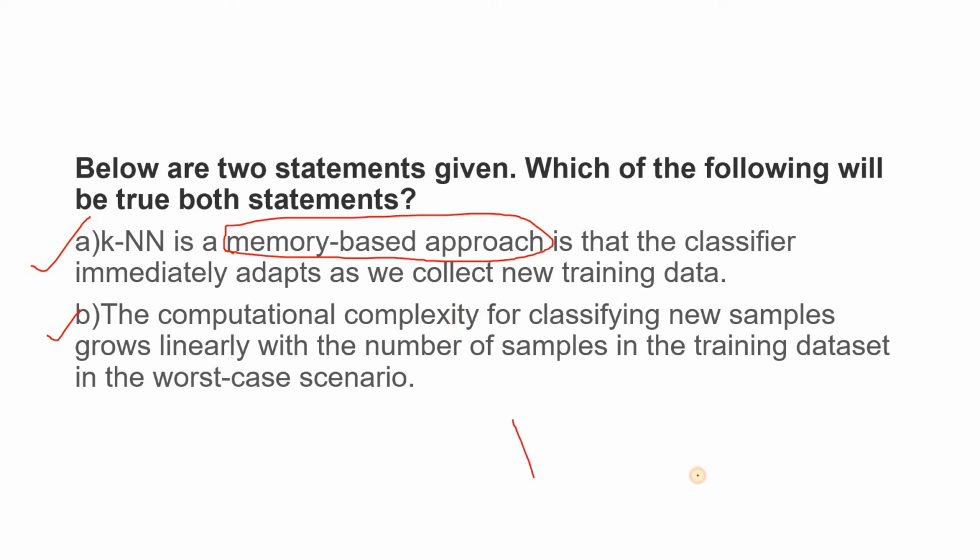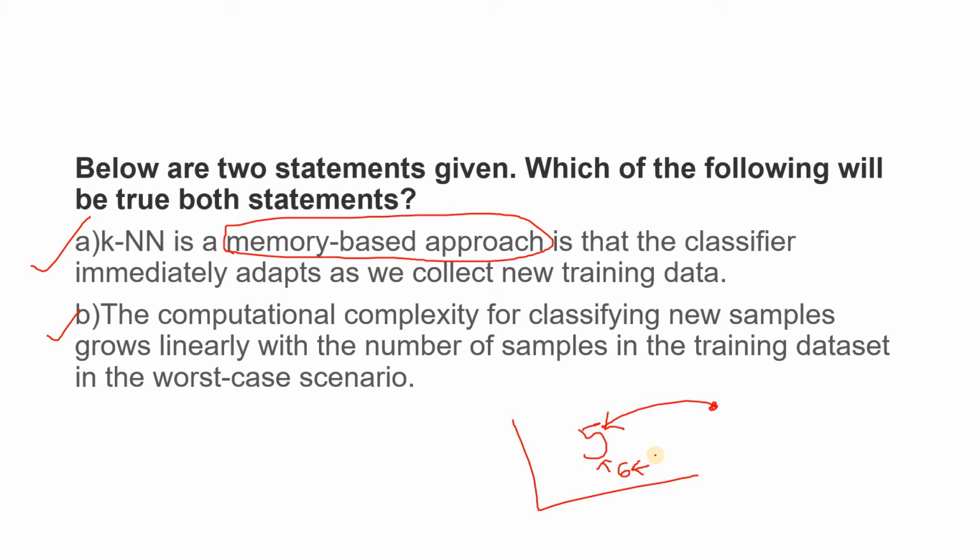Suppose I am having 5 data points in the training set. Now one new data point is coming. So what I have to do? I have to compute the distance of this new data point with all the 5 data points present in our training set. Now suppose I am increasing the training data set to 6. So what does it have to do? It has to do one more distance calculation for the extra training point.